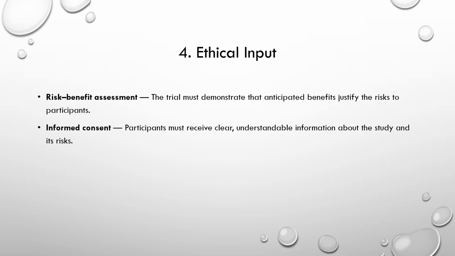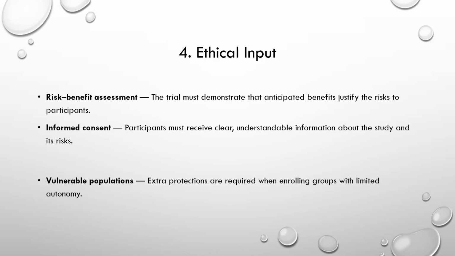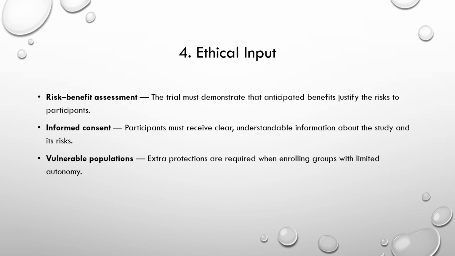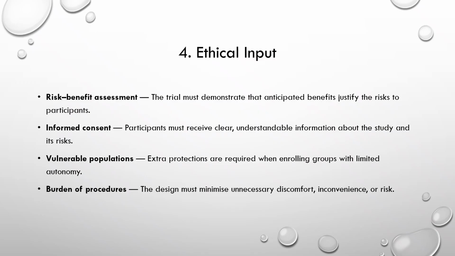So the informed consent process is really important, and from an ethical perspective, you have to take into consideration vulnerable populations and mitigate for exploitation. With vulnerable populations, extra protection is required when enrolling people with limited autonomy, so people who maybe have mental health issues, or, for example, prisoners, etc. That's really important. And then you have to think about the burden of the procedures, and you have to design your trial to minimize unnecessary discomfort, inconvenience or risk.